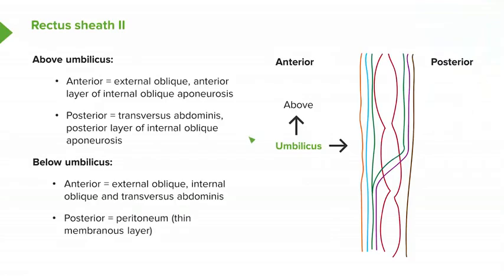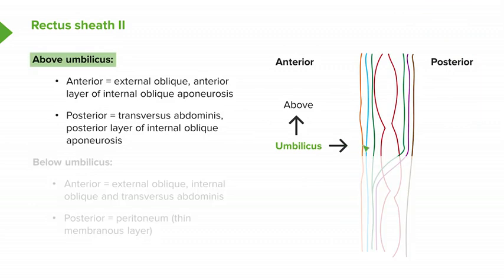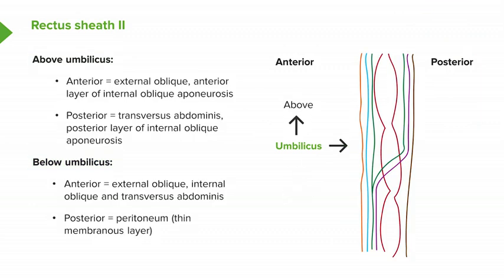So here on the diagram, this arrow is pointing to the umbilicus. So the umbilicus will be about here. And then we can see above it, and we can see below it. Above the umbilicus, we had external oblique. Okay, so we had external oblique. So we can draw in external oblique, and that's going to be indicated here in blue. This blue line here is external oblique.